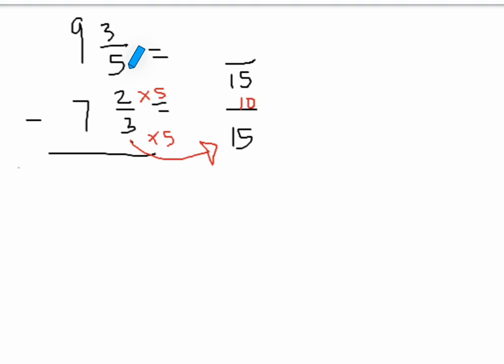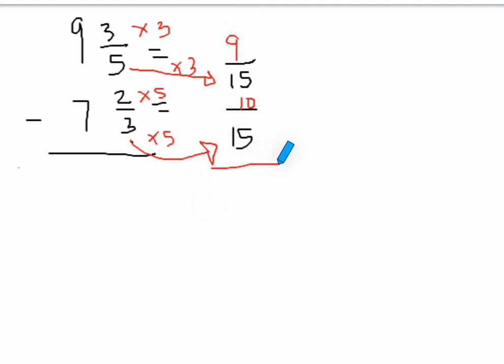And you ask yourself, 5 times what gives you 15? 3. You are right. What you do to the bottom, you do to the top. Go ahead, write that down. 3 times 3 is now 9.